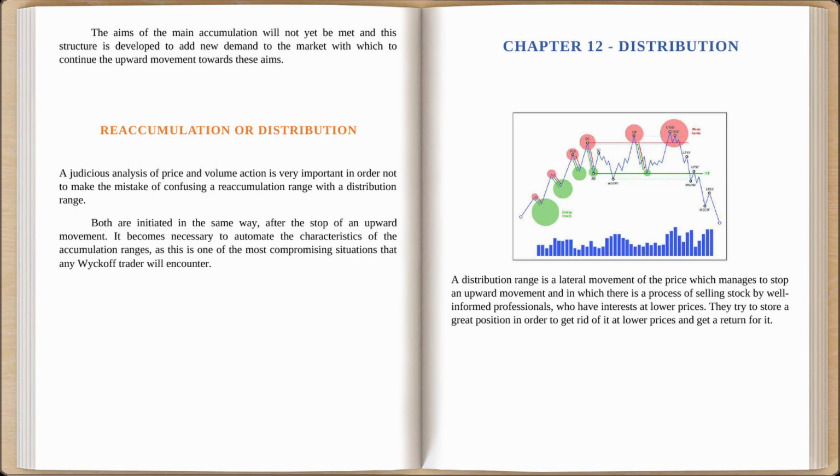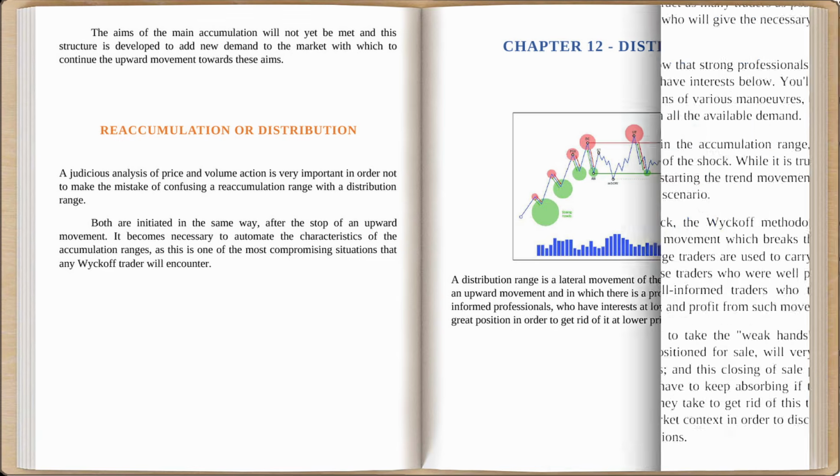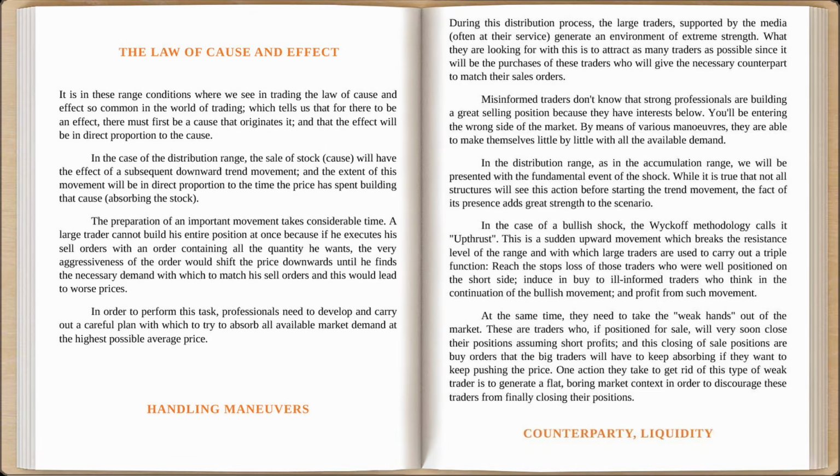Chapter 12. Distribution. A distribution range is a lateral movement of the price which manages to stop an upward movement and in which there is a process of selling stock by well-informed professionals who have interests at lower prices. They try to store a great position in order to get rid of it at lower prices and get a return for it. The law of cause and effect.